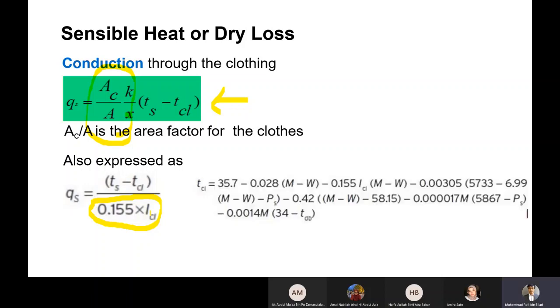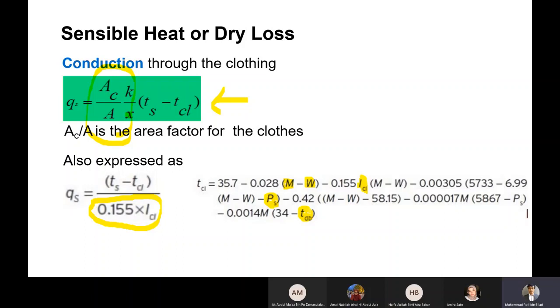Okay, so what is TCL? What is the temperature of the cloth? We use this empirical equation. It's a function of what you are doing, the metabolism rate, and then the mechanical work you do. Are you walking? What activities, and your mechanical work, and then ICL. ICL here is given through the table, and then we have a PS. It's the pressure of water on top of your skin, and TDB is the ambient temperature.